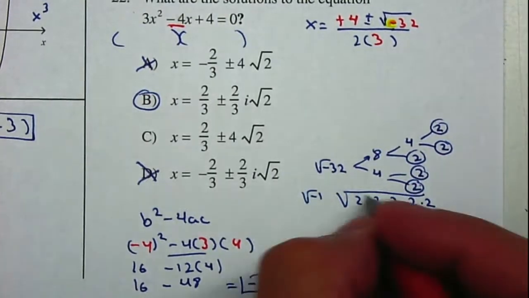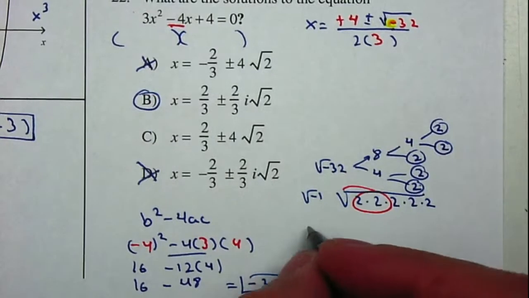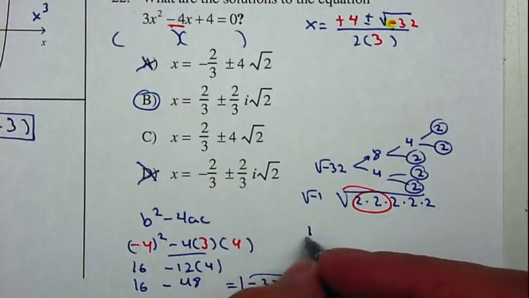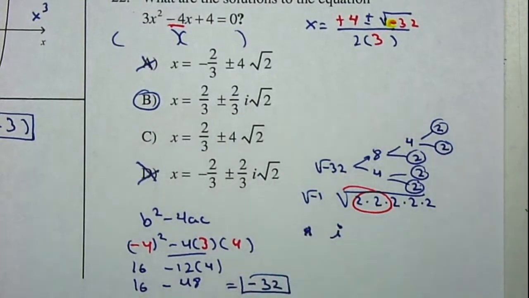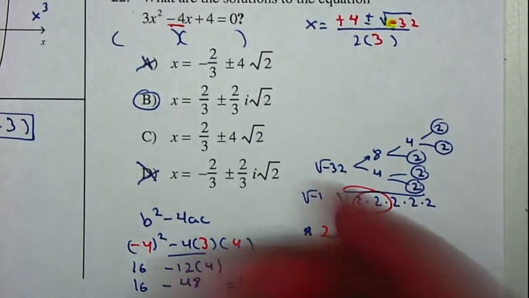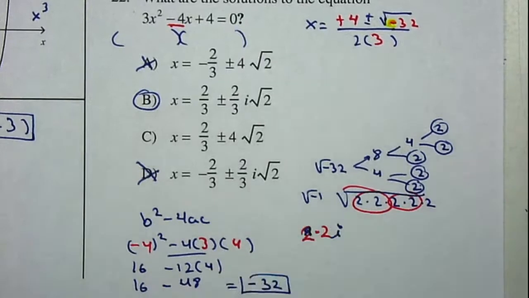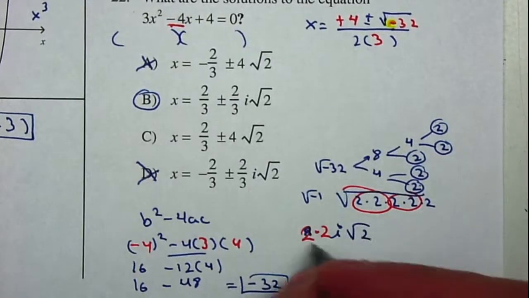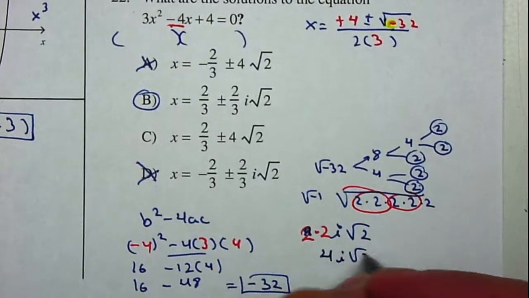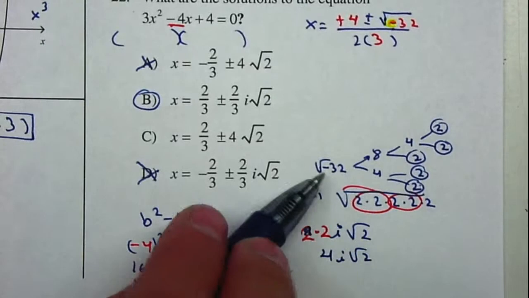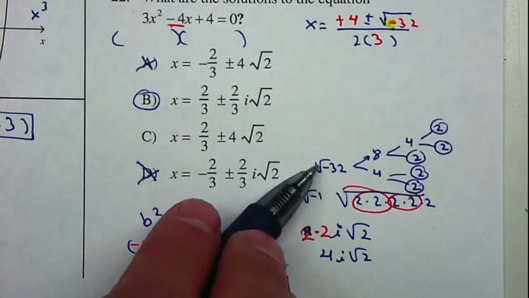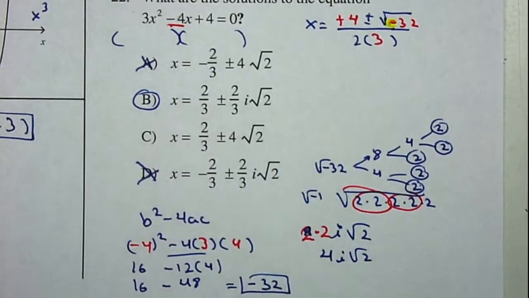I'm going to take out my twins. That gives me this i, because of the square root of negative 1. That gives me a 2. I'm going to take out my twins. That gives me another 2. And inside we have a lonely 2. So it'll be 4i square root of 2. Or you could have done 16 times 2. Square root of 16 is 4, and there's 2 inside.